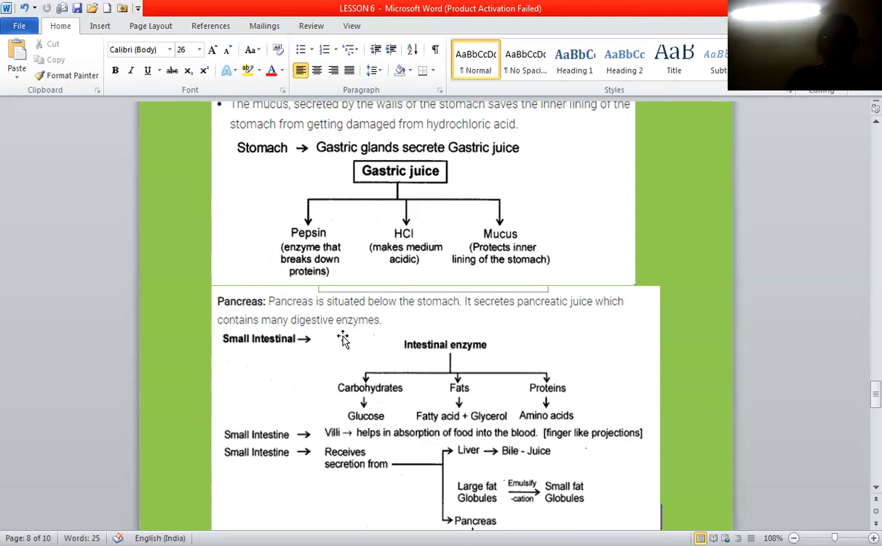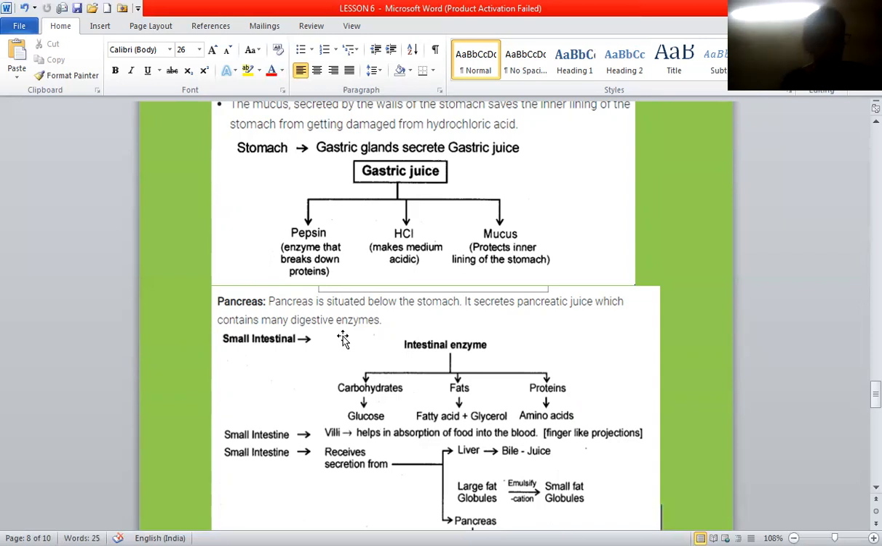As you know, bile juice contains pigments, bile pigments and bile salts, and their function is emulsification of fat. What is emulsification of fat? Bile salts break down larger fat globules into smaller globules to make their digestion easier. This is termed as emulsification of fat.